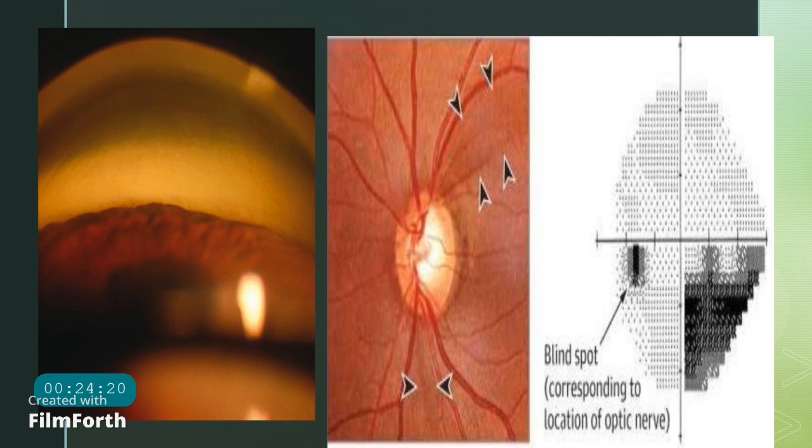So if you can see this picture here, none of the angle structures are actually seen. Some synechiae are seen, and you can see the disc. The disc is showing this. You can see the RNFL defect here, and then you also have a visual field change.